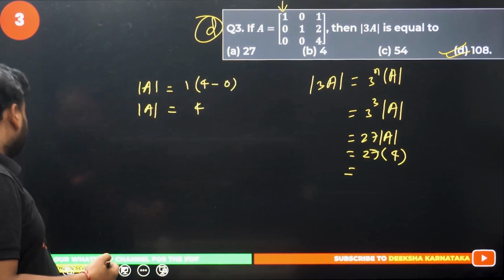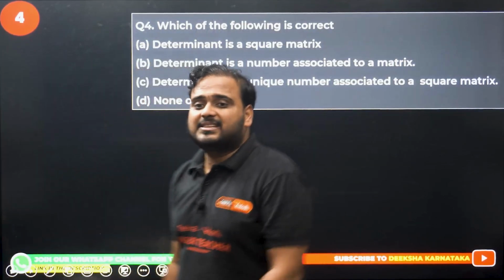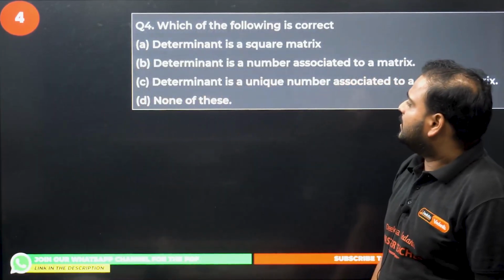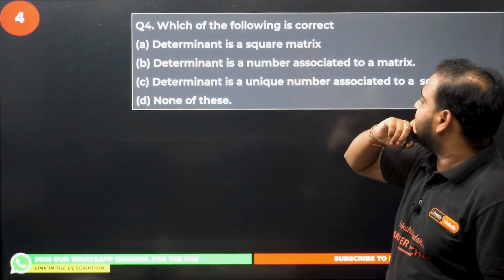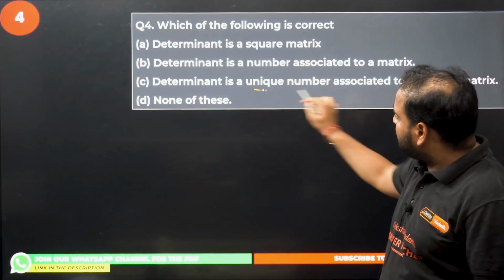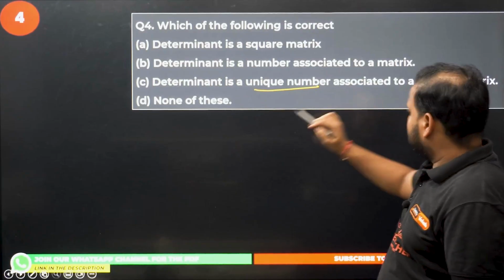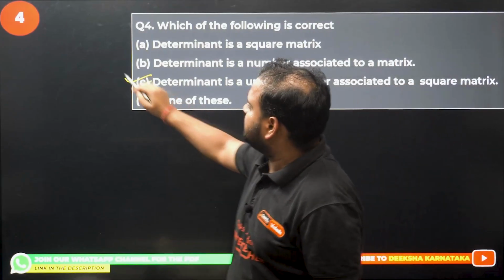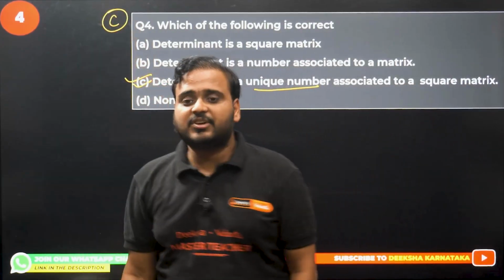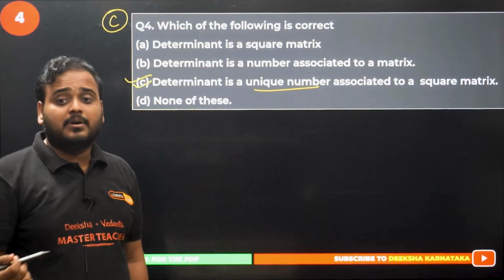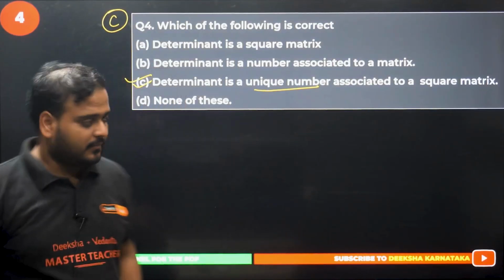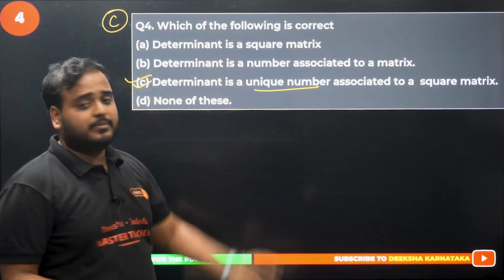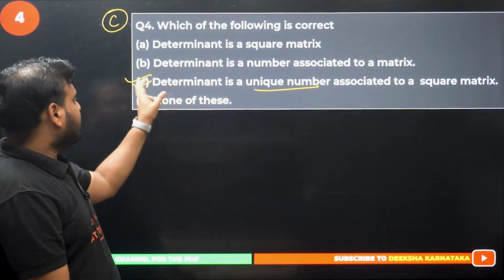Question number 4 now. Which of the following is correct? Determinant definition they're asking, right? It's about the definition of determinant. So unique number. Okay, this is the correct one, right? Option C. Please check. Determinant is a unique number associated to a square matrix. Option A and option B are incomplete. Combine them, you get option C.